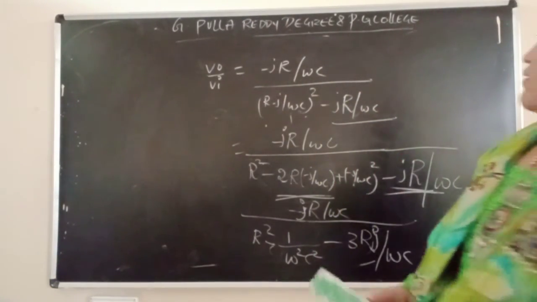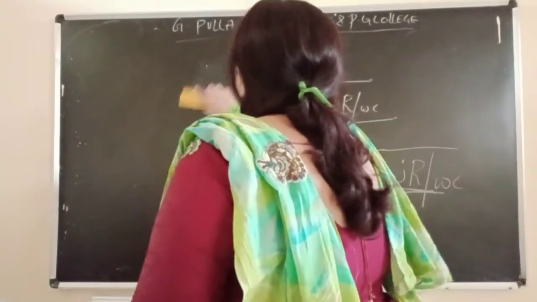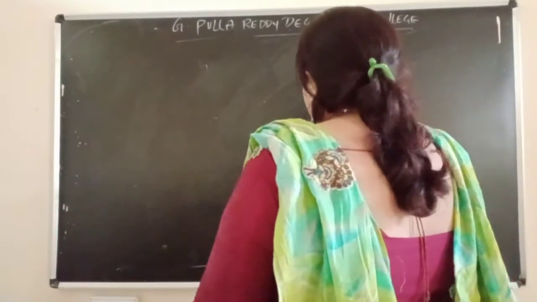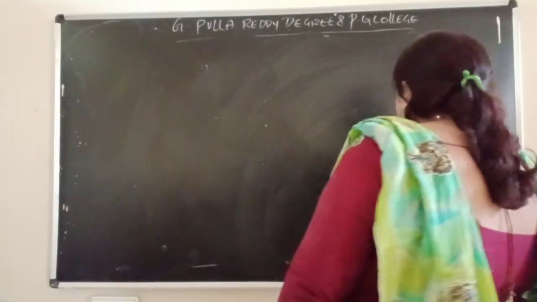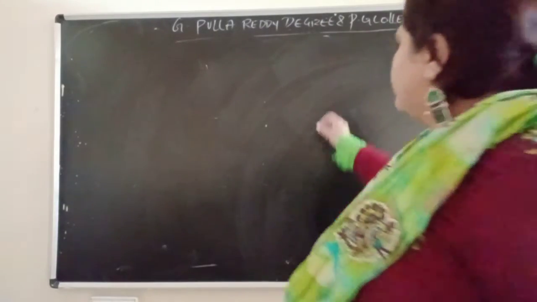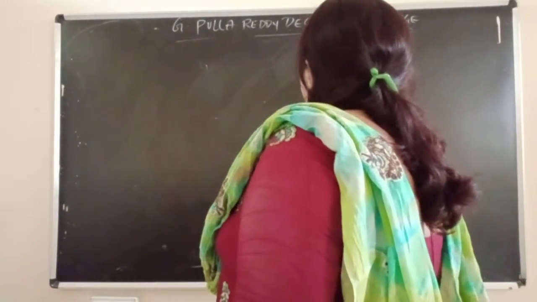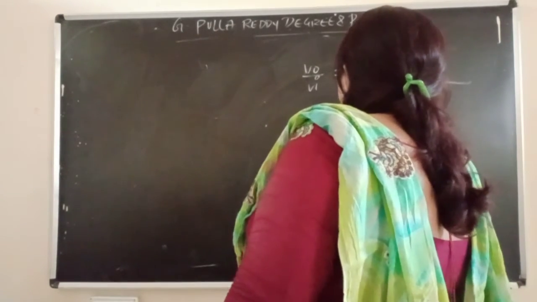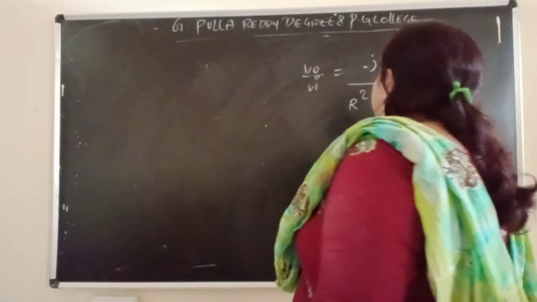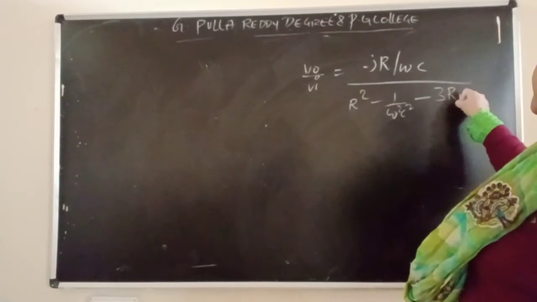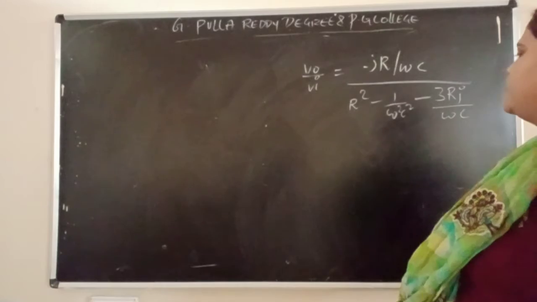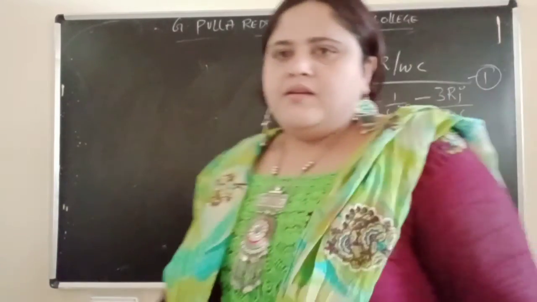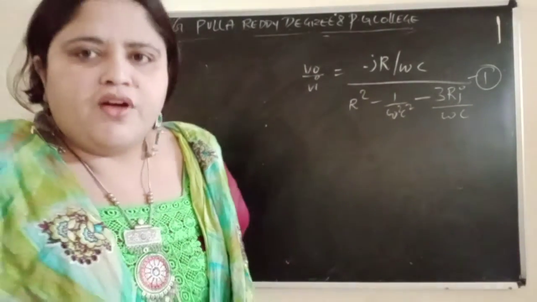Okay, so now we got the final formula of this output by input gain. Once again, I am writing what the final formula is: V naught by Vi equal to minus JR by omega C by R square minus 1 by omega square C square minus 3RJ by omega C. This is your final formula, equation 1 of your gain.